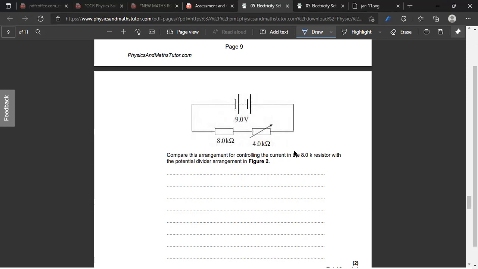Can I tell you what I put and then see whether it's wrong or right? I put that because they're in series, the current would still be reduced by the 8 kilo ohm resistor, as the variable resistor has a lower resistance compared to the 8 kilo ohm resistor. And for another point, a potential divider would allow some current to still pass compared to if they were in series.